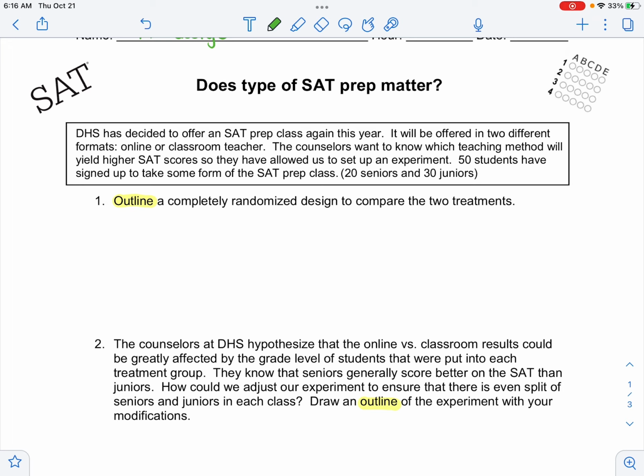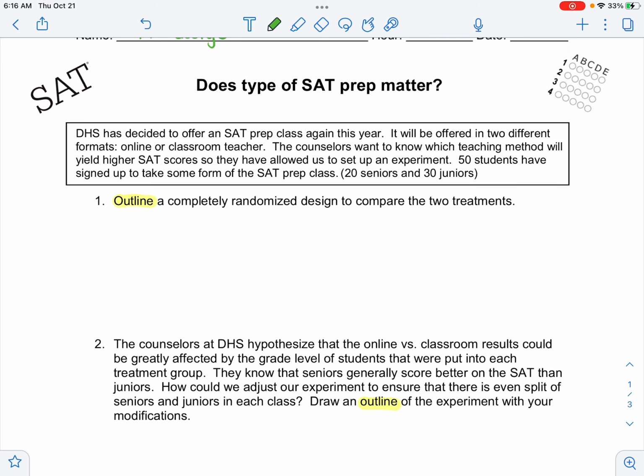So question 1 asks us to outline a completely randomized design to compare the 2 treatments. And I highlighted outline because anytime you see this word outline, what we're going to do is create one of those diagrams like we did the other day in class. And so this is where I'm going to start with my experimental units first.